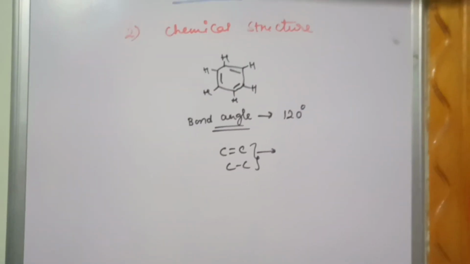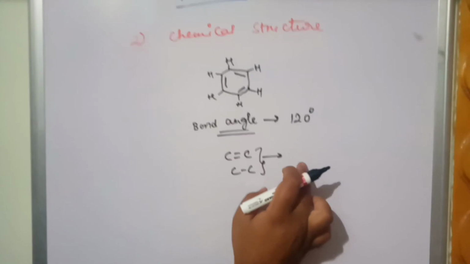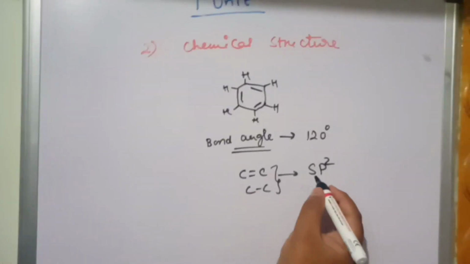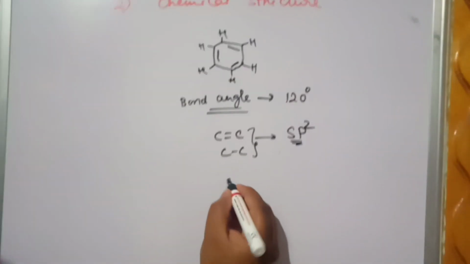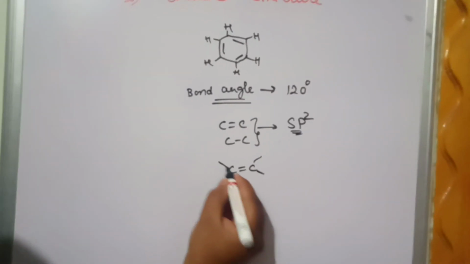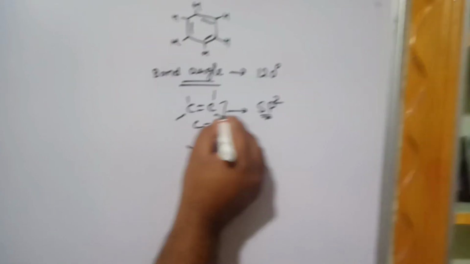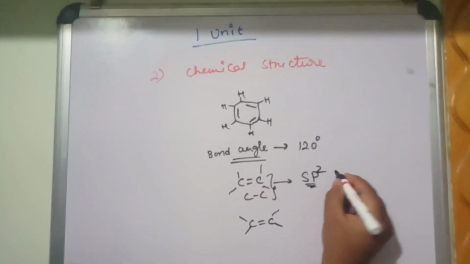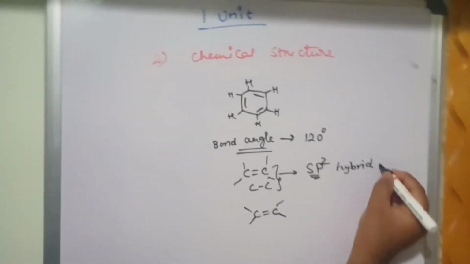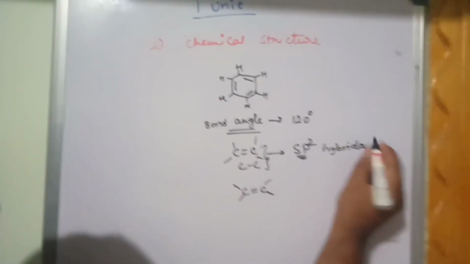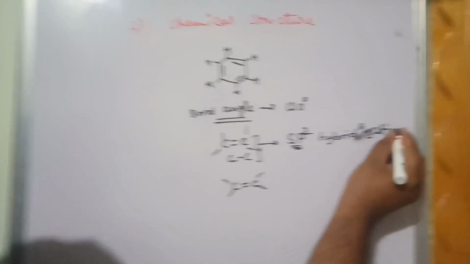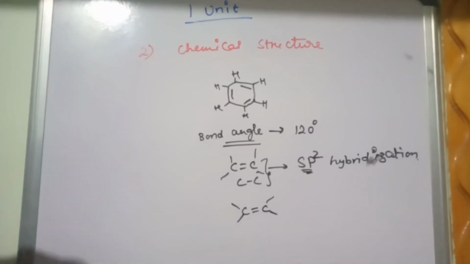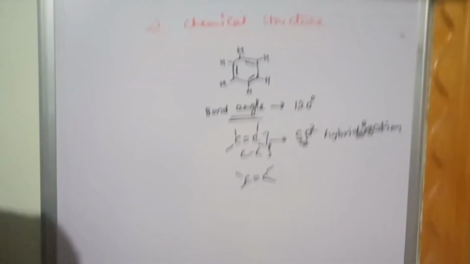You know that in the first year you studied that double bonds show sp2 hybridization. What is the meaning of sp2 hybridization? When a carbon-carbon double bond is there, we call it sp2 hybridization. So first, what is hybridization? Hybridization means one orbital combined with another orbital to give a new orbital. Then it is called hybridization.